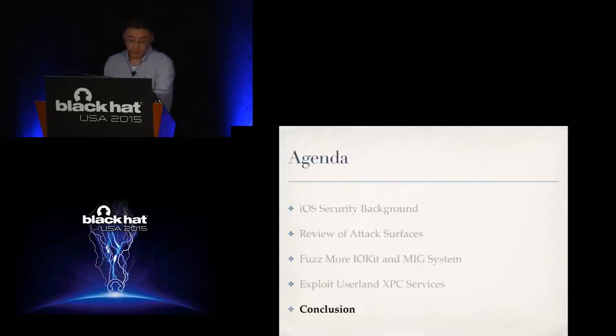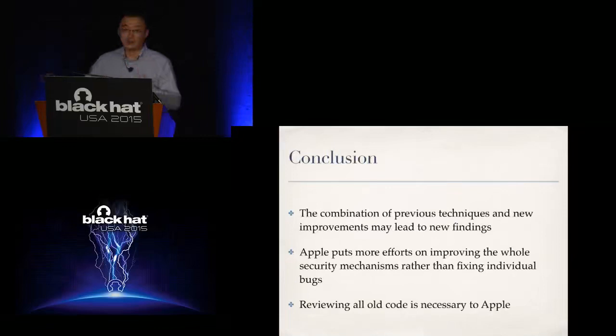Let me conclude the talk quickly. We reviewed the attack surface in iOS 8, and we demonstrated how to improve fuzzing to find vulnerabilities. Generally, IOKit fuzzing is not new. IPC fuzzing is not new. But if you combine these previous techniques with new improvements and some new tricks, it's not surprising to find new vulnerabilities and more findings.